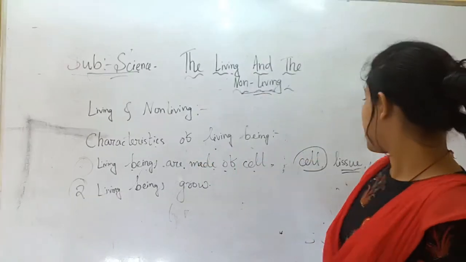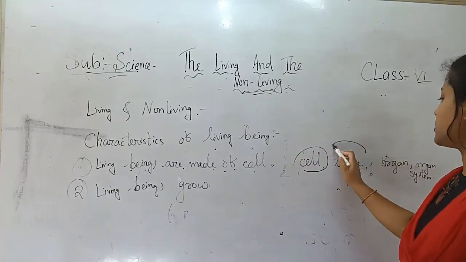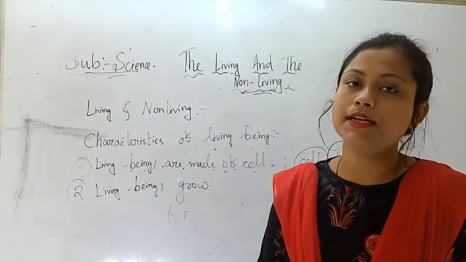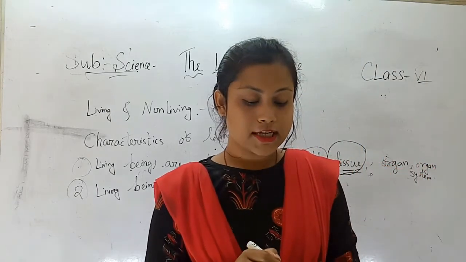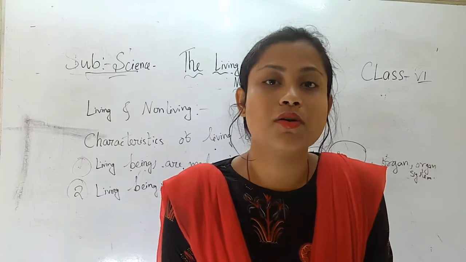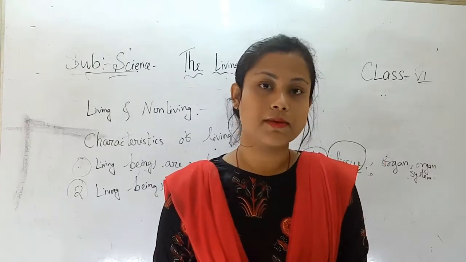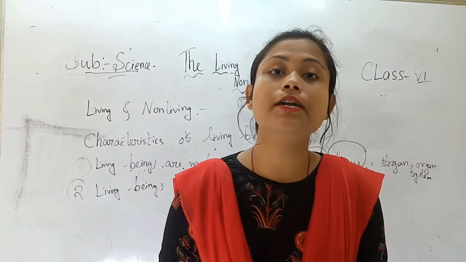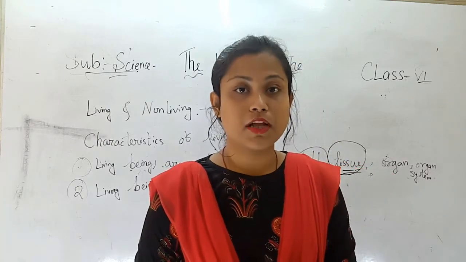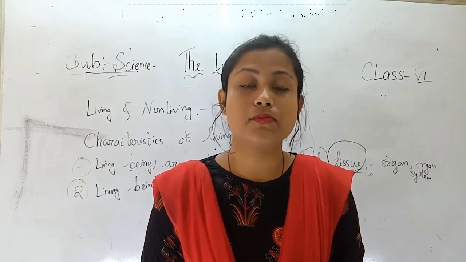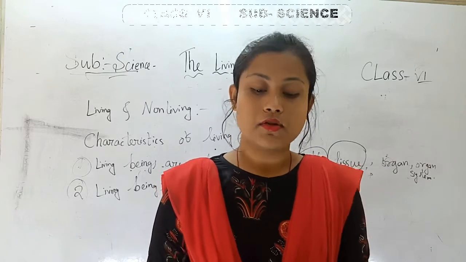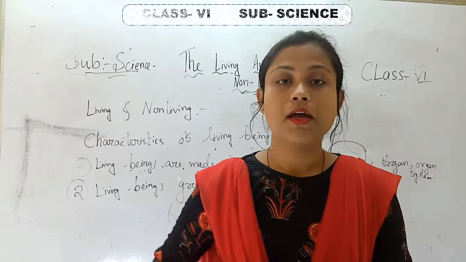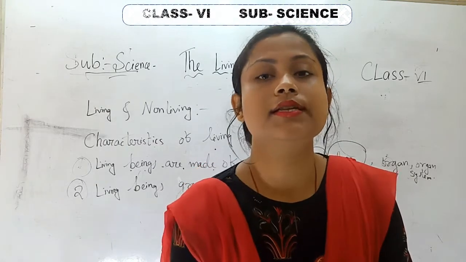So coming back to our next point, what is tissue? A group of similar cells is called tissue. The next point is organ. What is an organ? As I said, a group of similar cells joins up to form a tissue. Similarly, groups of similar tissues join up to perform a particular function, and this group of tissue is called an organ.